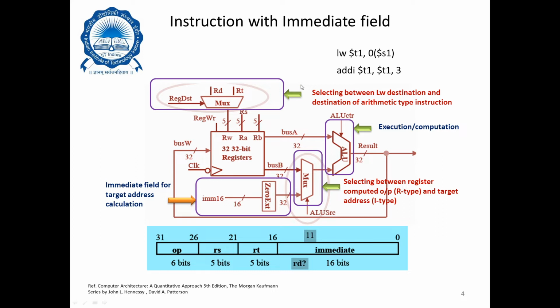Okay, so this is the one that is used for selecting between the LW destination and the destination of arithmetic type instructions. This is used for execution and computation. This is used for selecting between register computed output and target address. And this is the sign extension unit that extends 16-bit to 32-bit.